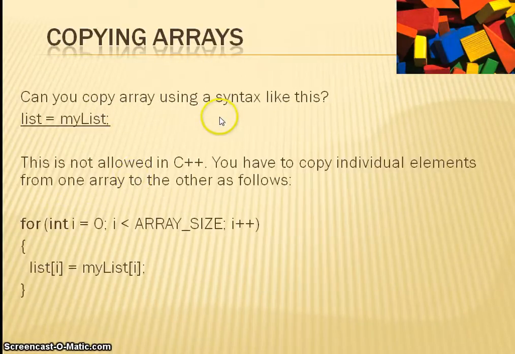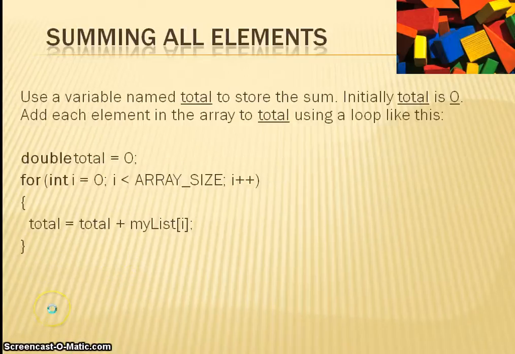Next, copying an array. We cannot copy one array directly to another array in C++. We have to copy individual elements from one array to the other by following the statement myList[i] to the other list[i].